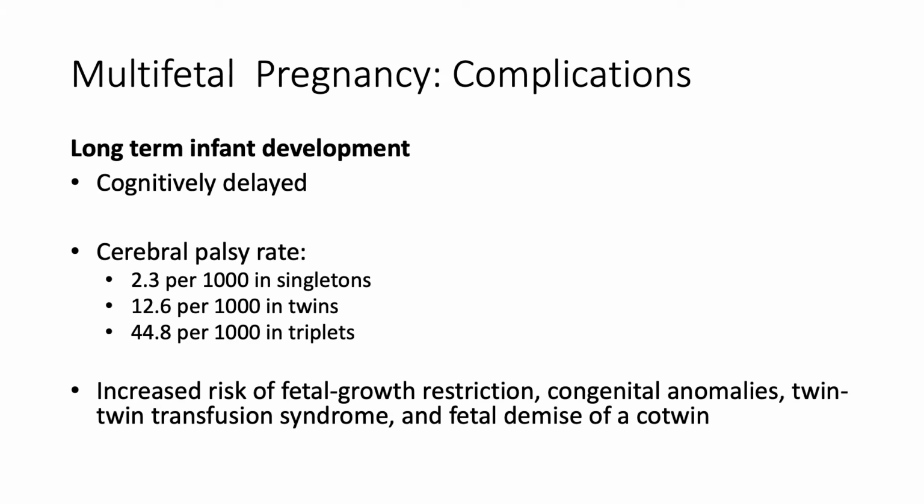Twins have been considered to be cognitively delayed compared with singletons. The risk for cerebral palsy is also higher among twins and higher order multiples, with the cerebral palsy rate reported to be 2.3 per 1,000 in singletons, 12.6 per 1,000 in twins, and 44.8 per 1,000 in triplets. Increased risk of fetal growth restriction, congenital anomalies, twin-twin transfusion syndrome, and fetal demise of a co-twin are some suggested contributing factors to these differences.